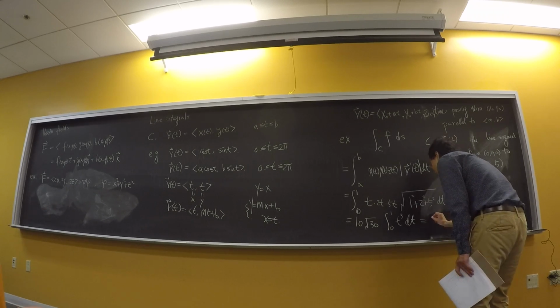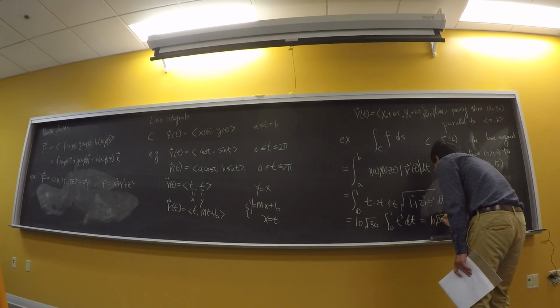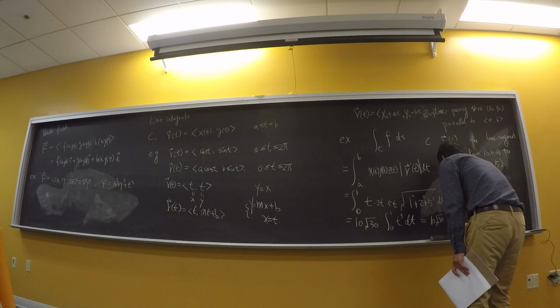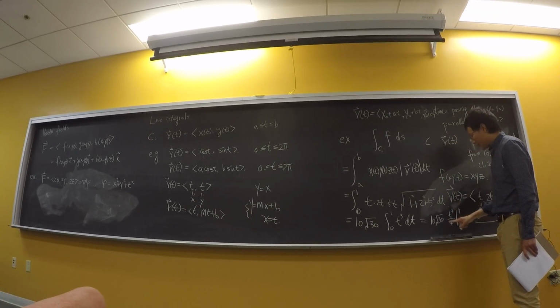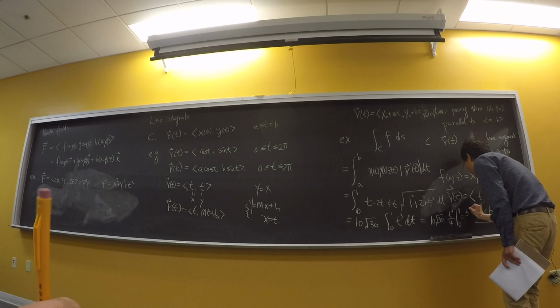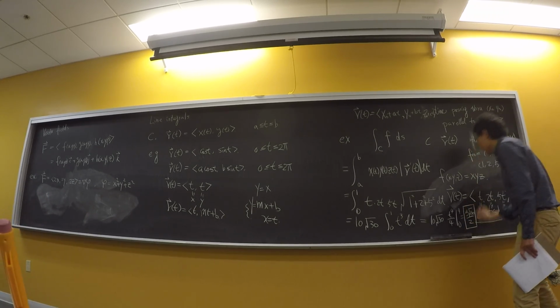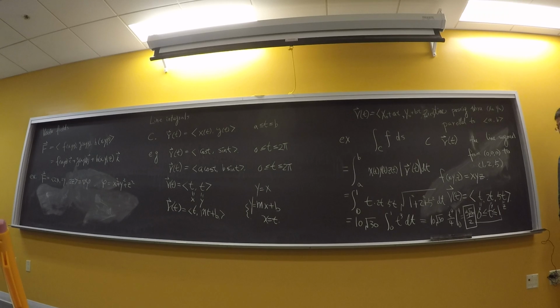So it's going to be 10 square root of 30 t to the fourth divided by 4, from 0 to 1. So I have 1 over 4, so it's going to be 5 square root of 30 divided by 2. Okay? So this is going to be the number in the line integral.